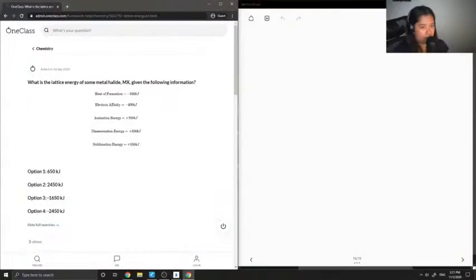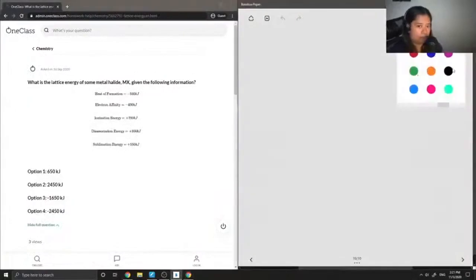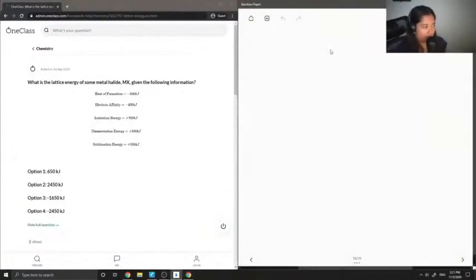Okay, so let's move on to question number 10. What is the lattice energy of some metal halide MX given the following information? They give us the different enthalpy values for the heat of formation, electron affinity, ionization energy, dissociation energy, and sublimation energy. It looks pretty intimidating, but I'm going to break down what each of these different values mean.